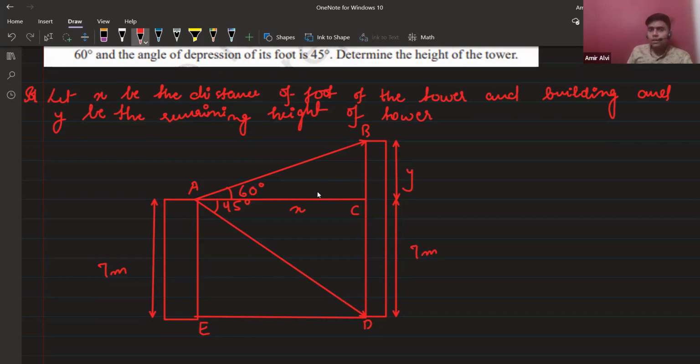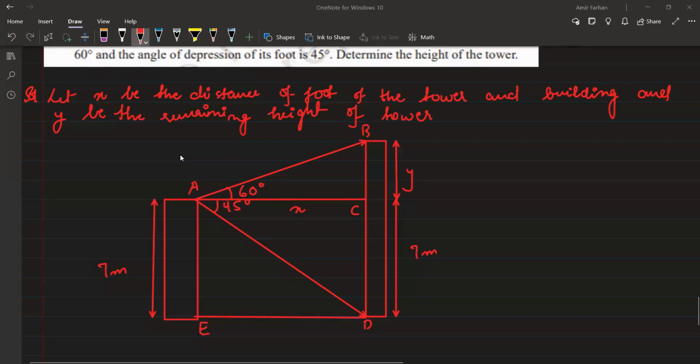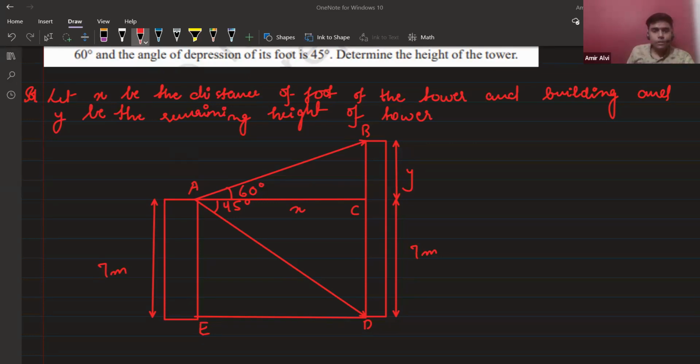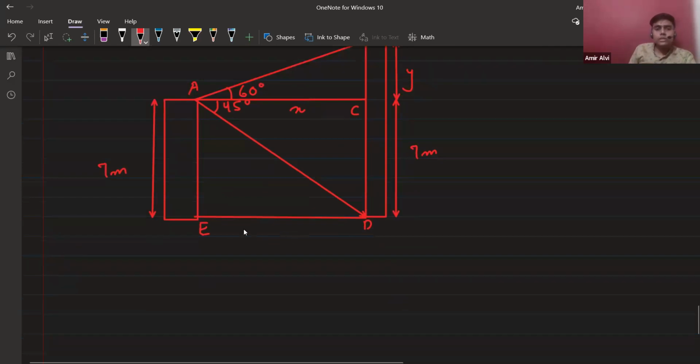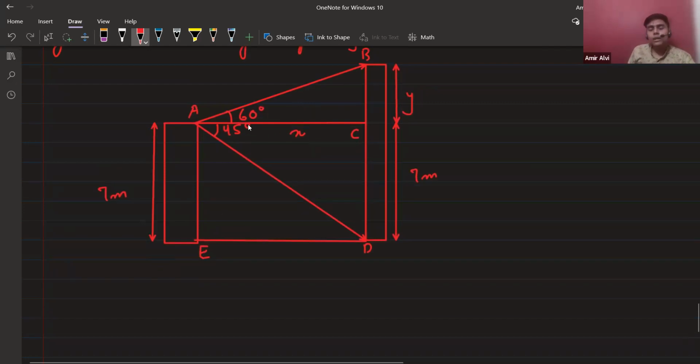In which triangle are you going to apply the trigonometry first? Tell me. Tan 45. Sorry for that. So this is triangle ABC. Can we apply trigonometry in ABC? Because we get the relation between y and x. Yes or no, everybody?